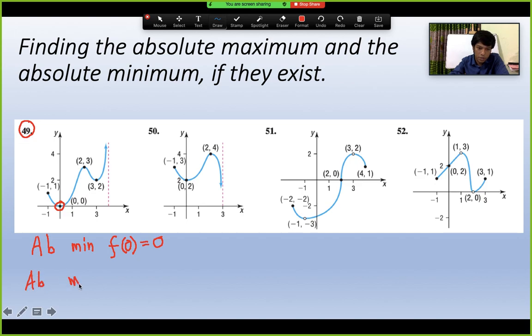And absolute max is none. There is no absolute max. We do not know where the graph will end. So we do not know that. You can say, sir, infinity. Infinity we will not consider, because that's not a point. Infinity is not a point, by the way.